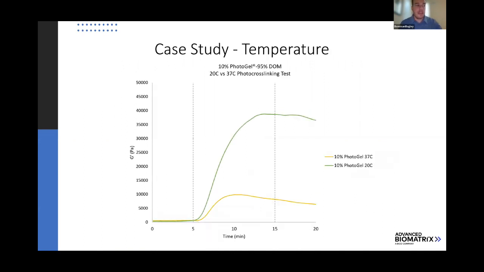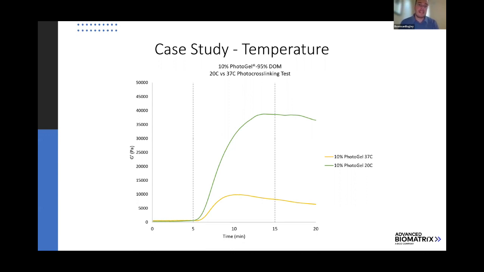The third thing we wanted to look at is temperature. The reason we did this study is that we had a customer call and say, I followed your protocol and I made a gel, but I cross-linked it and it was way softer of a gel than I thought it would be. And we said, okay, walk us through what you did. They warmed it up to 37, they kept it at 37, and then they cross-linked it. And we said, we've never looked at cross-linking, the resulting stiffness at 37 versus 25 or 20 room temperature.